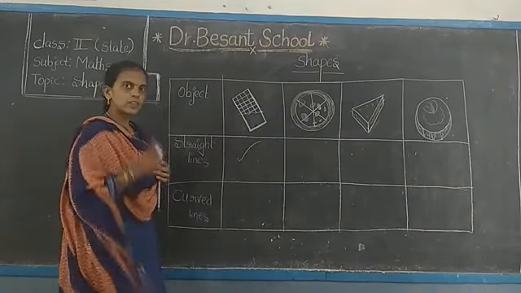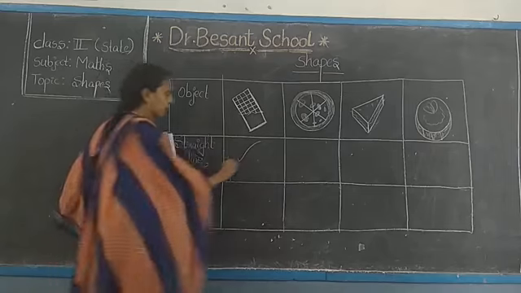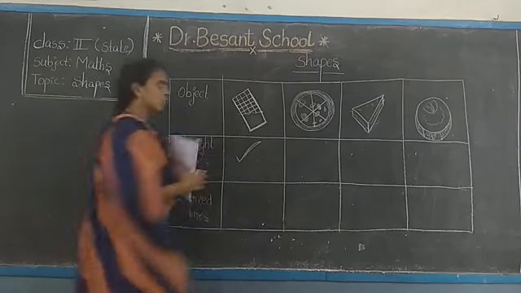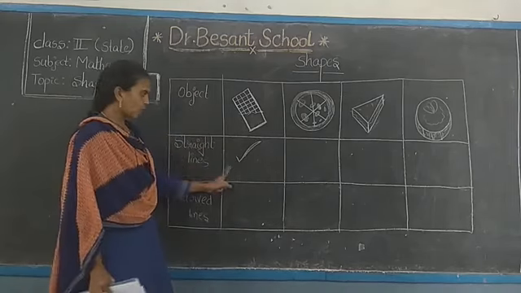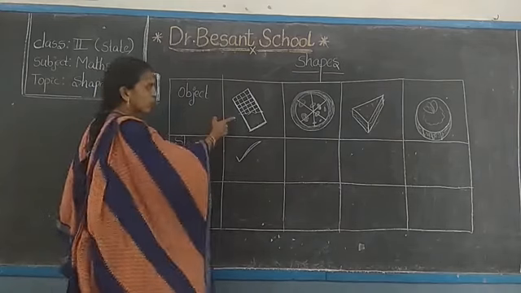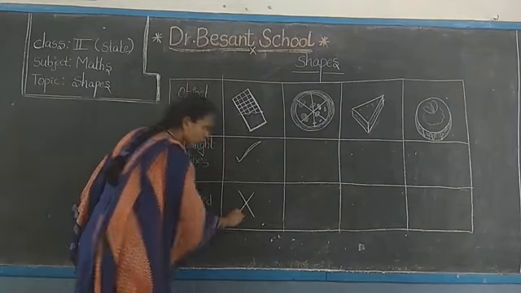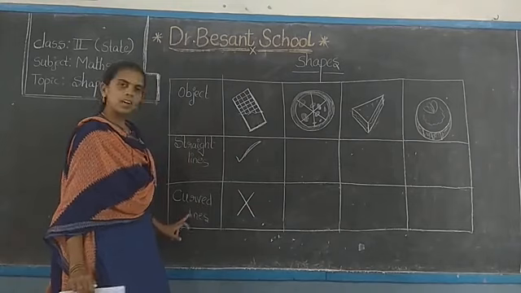Children, get ready with your pencils and put a tick mark wherever I show you. Near the chocolate, under the straight line column, he has given a tick mark. We did not find any curved lines, isn't it? So that's why he put a cross mark over the curved lines.